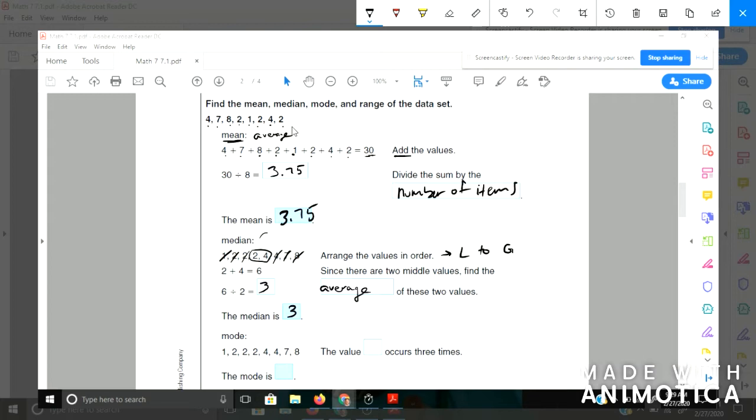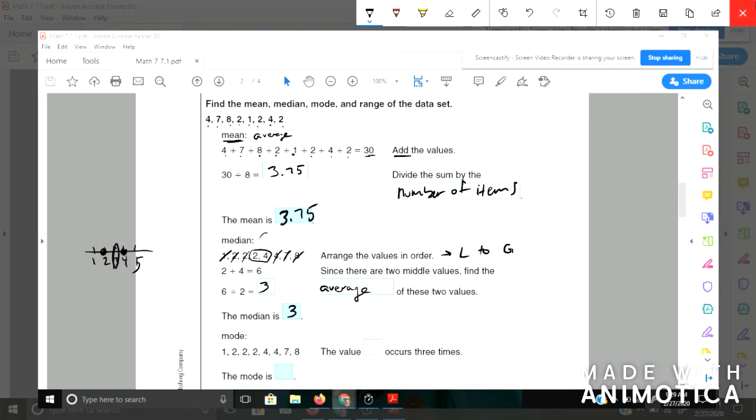And that makes sense because if you had a number line and you had 1, 2, 3, 4, 5, and so on, and you said your middle 2 numbers were 2 and 4, well, what's in the middle of 2 and 4? It's 3, and that's the same as we got there.